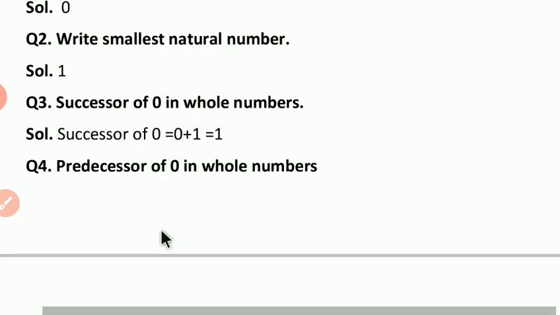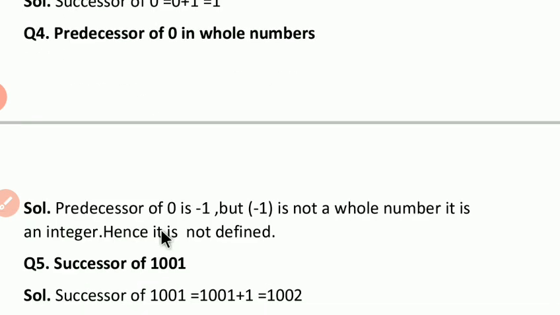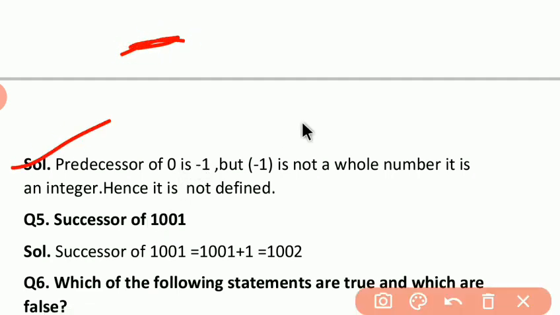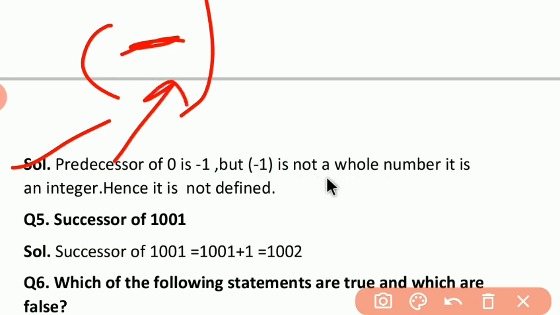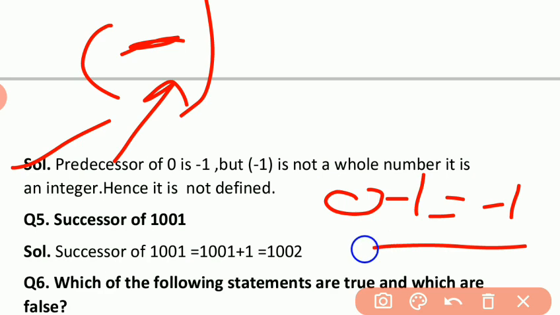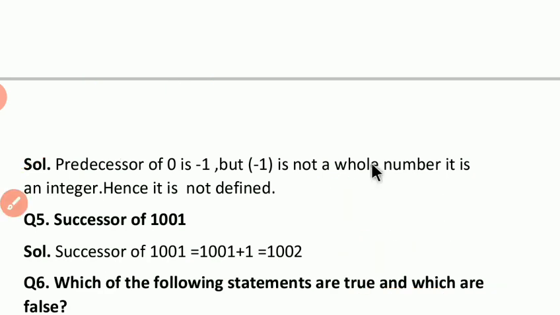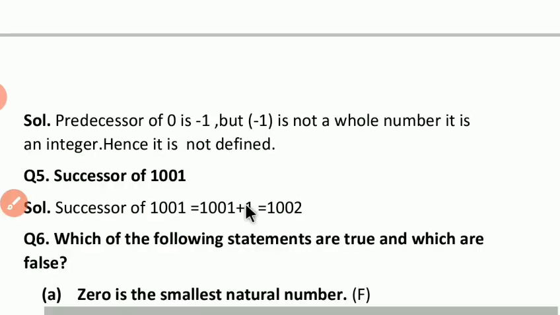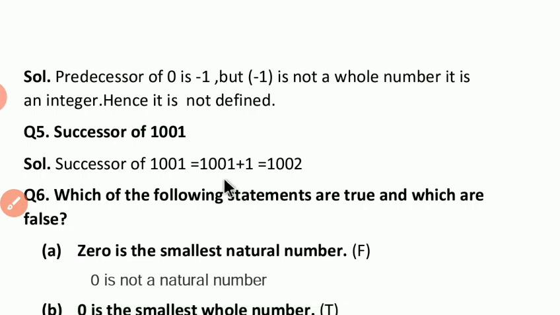Fourth question, predecessor of 0 in whole number. Predecessor of 0, it means minus 1. So we know that 0 minus 1 is minus 1 and minus 1 is an integer. But here we are studying about whole numbers, and whole number means the number which starts from 0, and whole numbers are positive numbers. So we can say that it is not defined, that there is no predecessor of 0 in whole numbers.